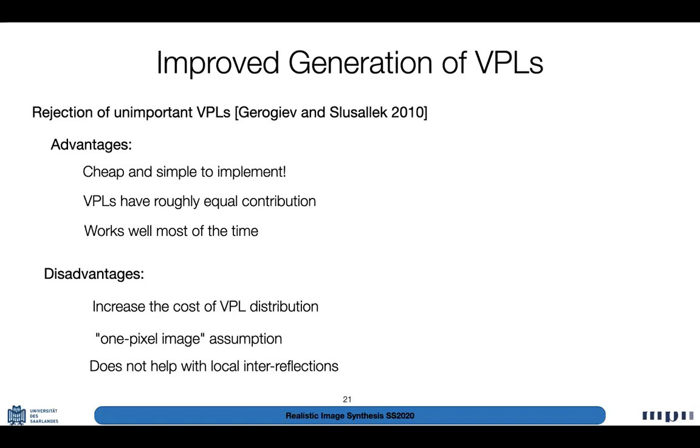The whole algorithm works under the assumption of a one pixel image, which means that you generate VPLs for one pixel, let's say, and then you keep the same VPLs for the whole image. And that is a problem. And last thing, this approach, of course, is simple and cheap. It helps generate VPLs where you really want them to be, but it still does not handle the local interreflection problem.